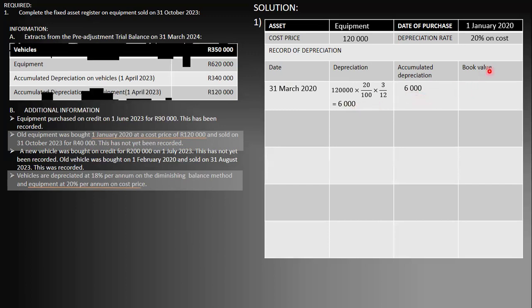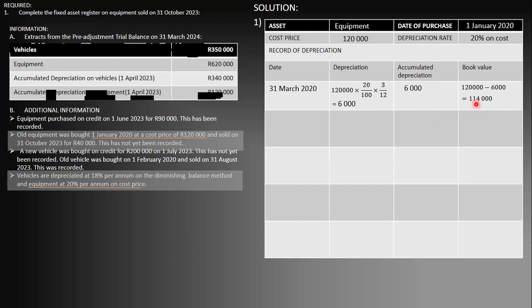And therefore, the book value of this equipment is the value of that equipment after it has depreciated. So its value was 120,000, and then it depreciated by 6,000. That means now its new value, which is known as the book value, we are going to say the beginning, which is the cost price, 120,000 minus the accumulated depreciation of 6,000. And it gives us that at the end of this financial year, its value was 114,000, right?